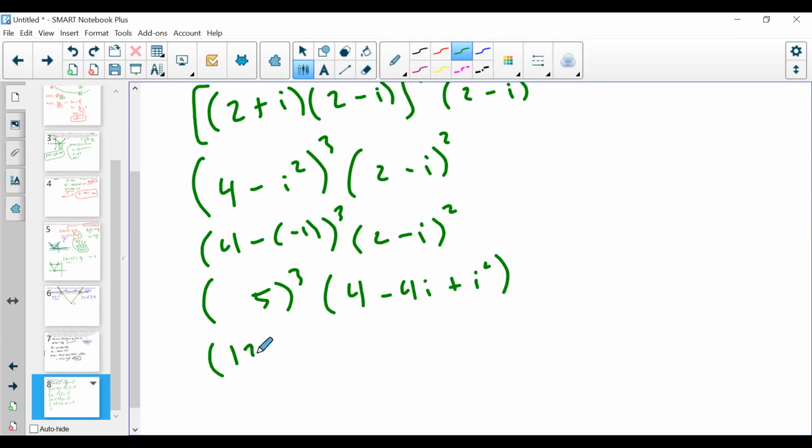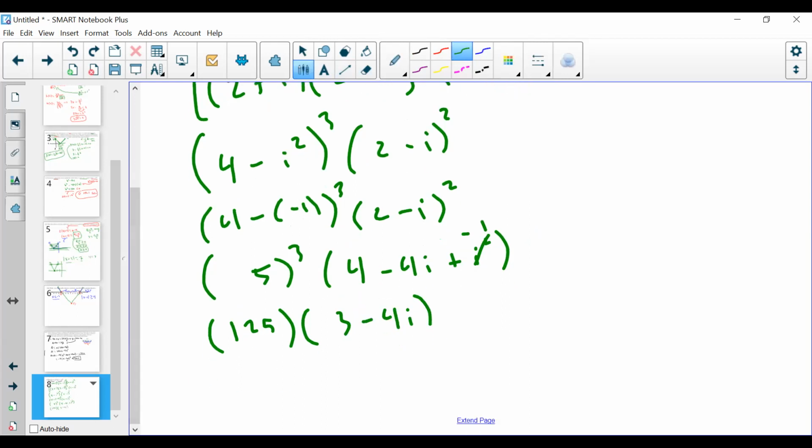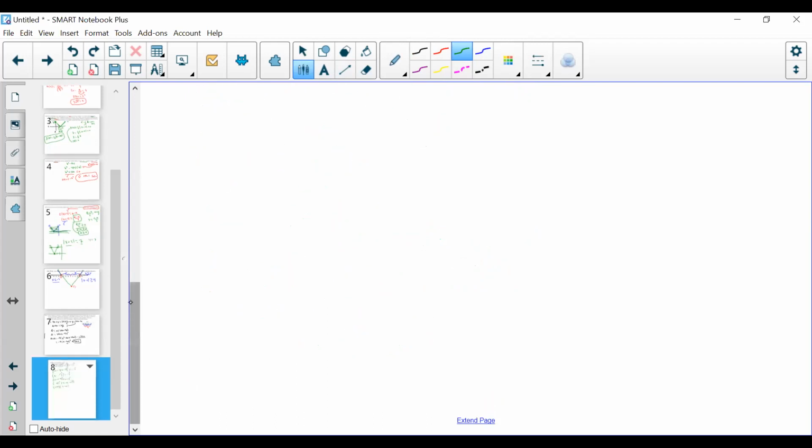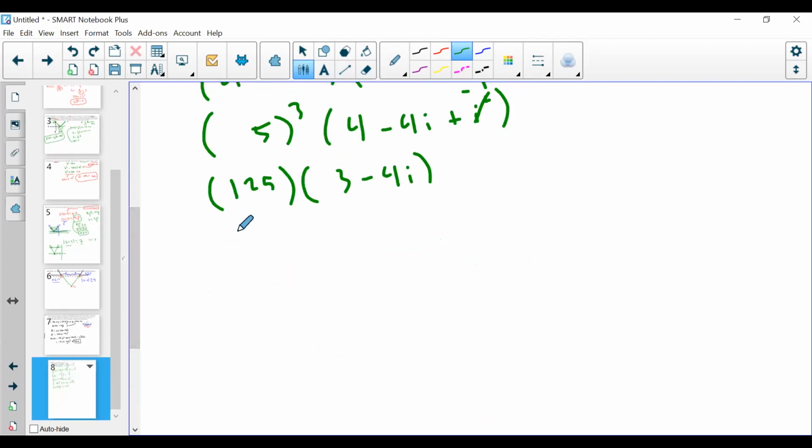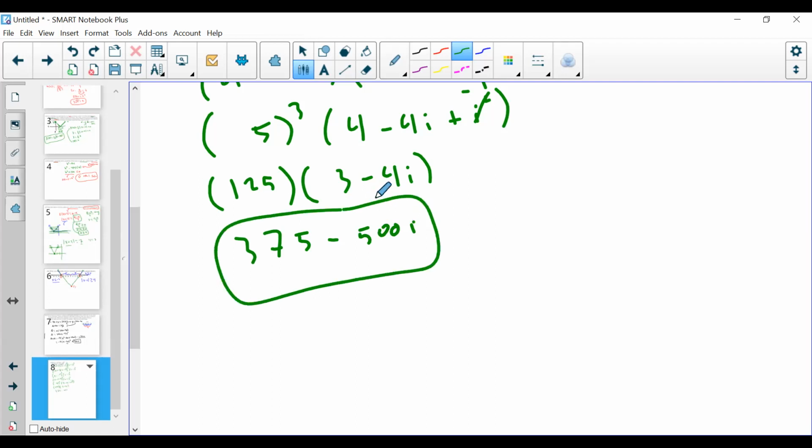So 5 cubed is 125. i squared is the same as -1, so we get 3 minus 4i. Then distribute out that 125. We get 375, minus 250, 500i. And that's how you do this problem.